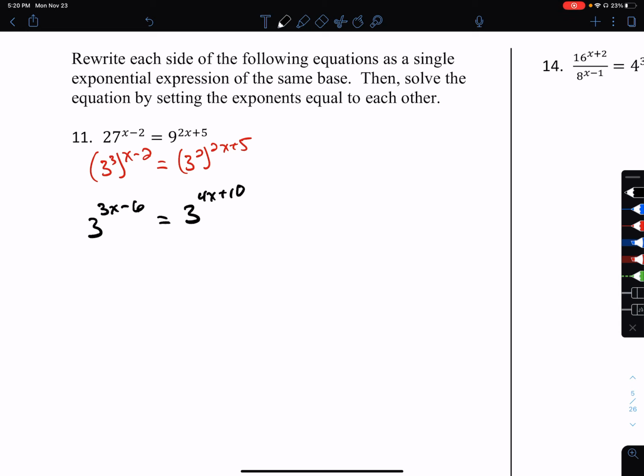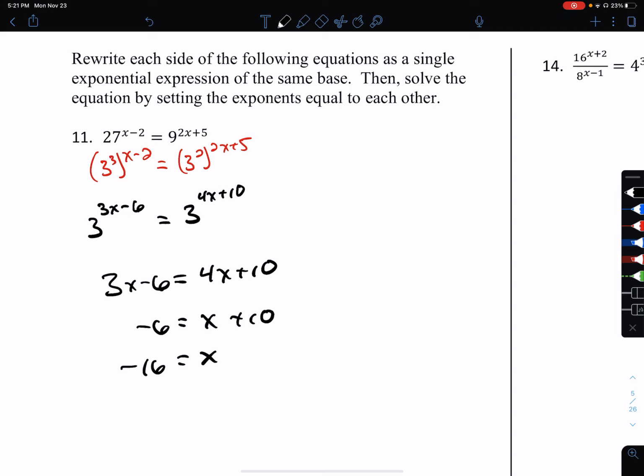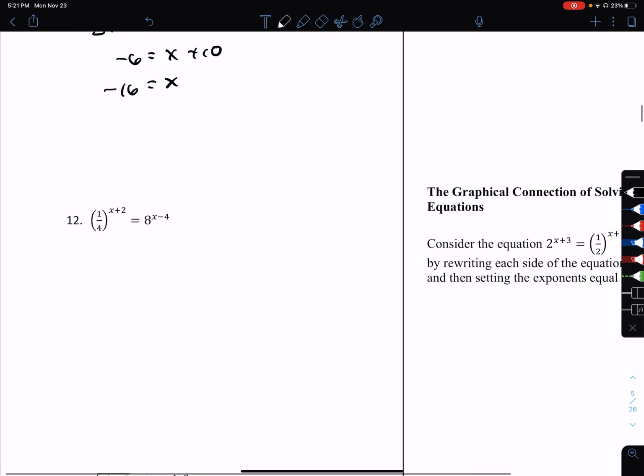Now the property of equality says if you have one term on each side and they have the same base, that means the exponents have to be equal to each other. Therefore, 3x minus 6 has to equal 4x plus 10. From here on out, it's simple. It's just a linear equation. I'm going to subtract 3x from both sides, subtract 10 from both sides, and get x is negative 16.